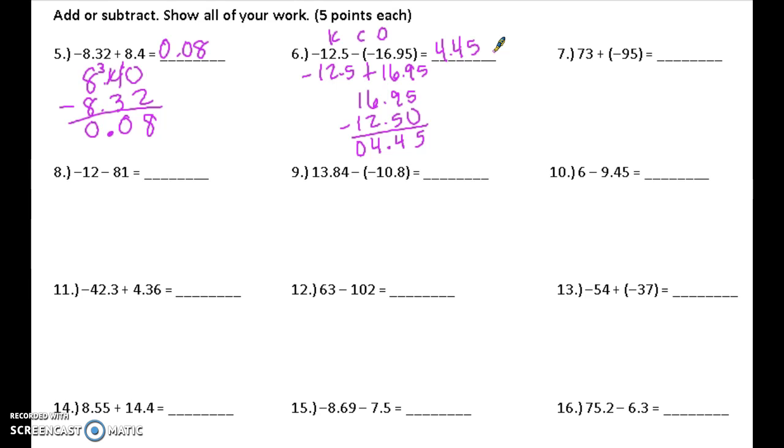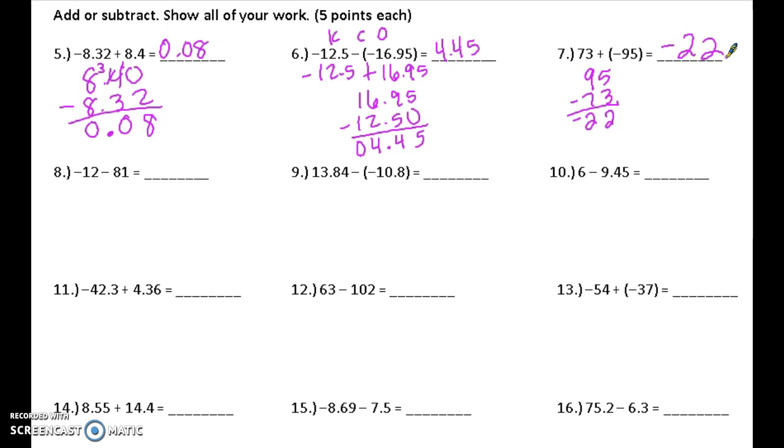Number 7 is an addition problem, so my signs are different. That means I'm subtracting. The number with the highest absolute value is 95, so it goes on top. 5 minus 3 is 2. 9 minus 7 is 2. The number on top is negative, so my answer is negative, negative 22.